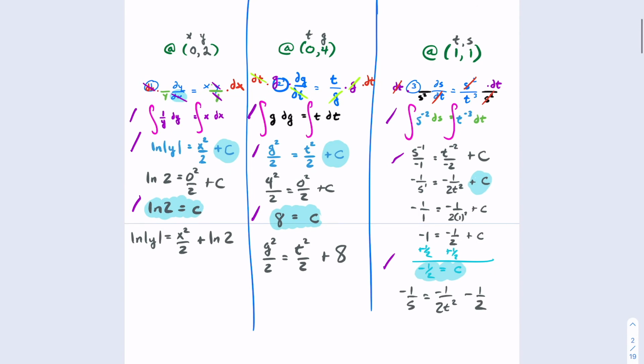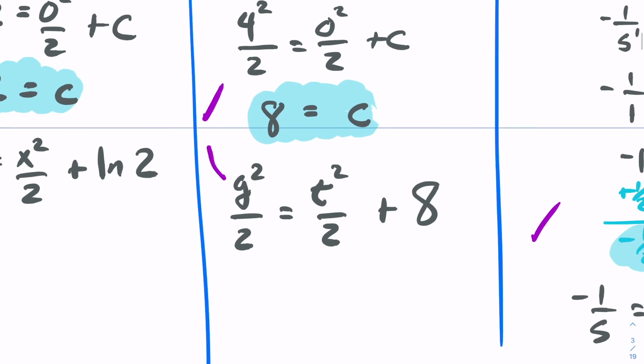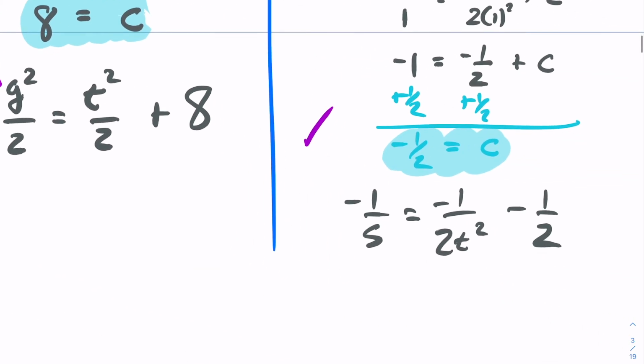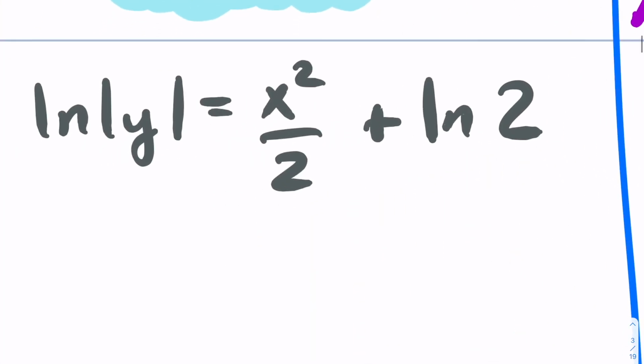So you're looking at the left-hand side. In this case, I have to solve for y. In the middle here, I have to solve for g. And over here, I have to solve for s. And this is where you can easily get it right, and I say easily very loosely here. So here we go. We're going to start off with this one.